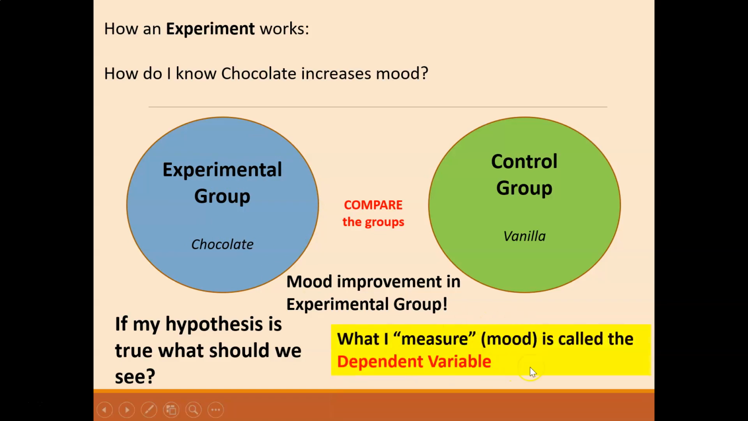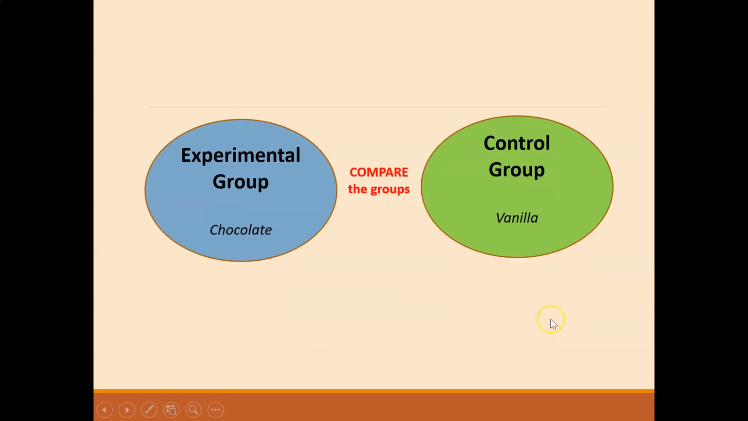What I'm measuring is the mood. Maybe before the study happened, I asked a series of questions that indicated your mood before the study started. Then I test your mood again, and I see whether your mood has increased or decreased. So what I'm measuring is the mood. That's the dependent variable. The experimental group gets the treatment. The control group gets something that you're not testing for. Mood improvement should be better here. The independent variable is going to be chocolate. The dependent variable is going to be the actual mood.